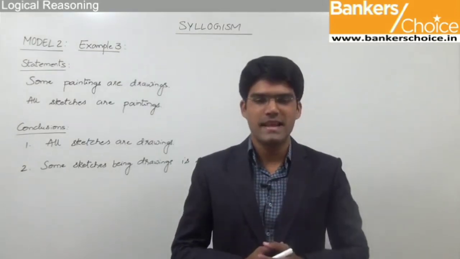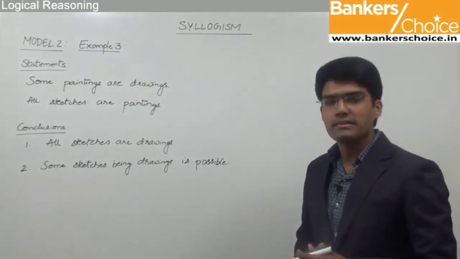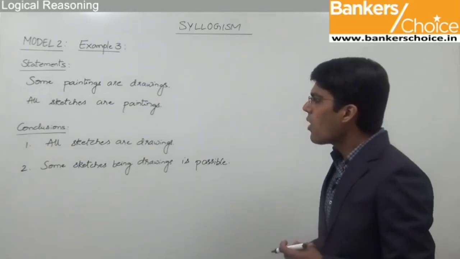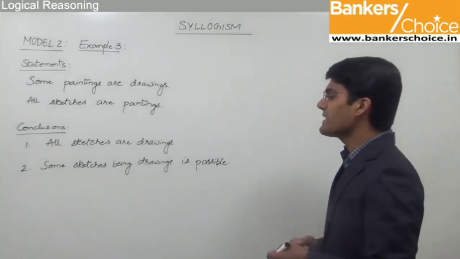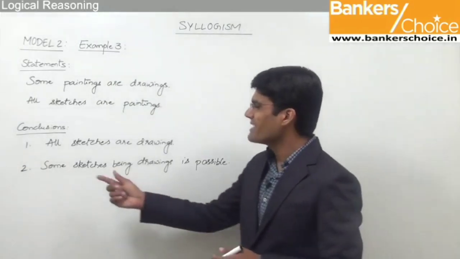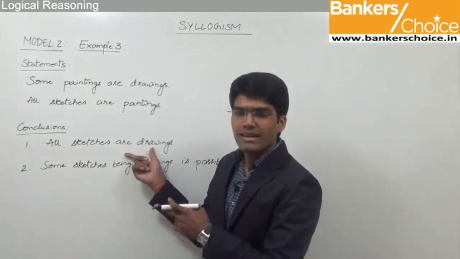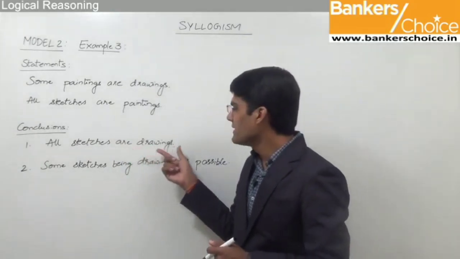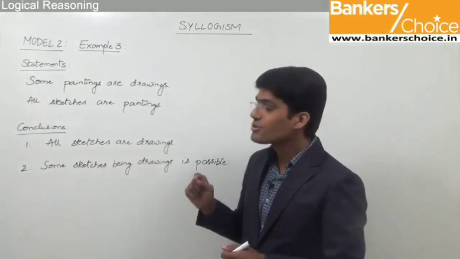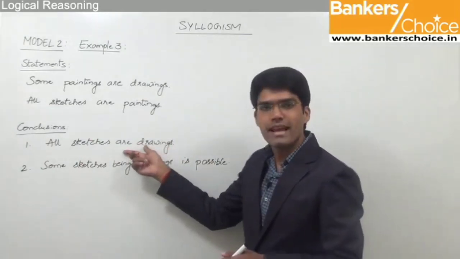Let us now take the third example from model 2. The given statements are some paintings are drawings, all sketches are paintings. And the two given conclusions are all sketches are drawings and some sketches being drawings is possible. So as we can see here, the first conclusion says all sketches are drawings. Now this is not a possibility, but it is a definite conclusion. Why? Because neither the word possible has been mentioned, nor this conclusion is in terms of a question. So very clearly all sketches are drawings is like a statement and it has to be considered as a conclusion.